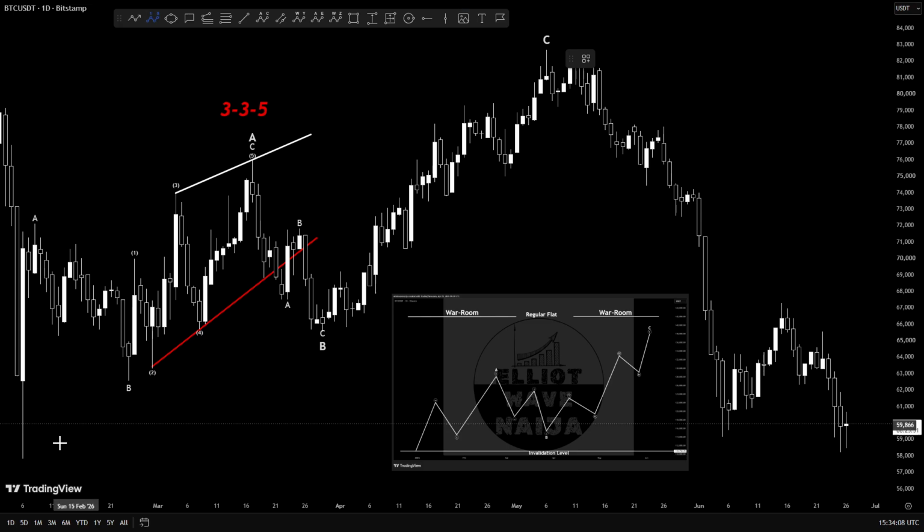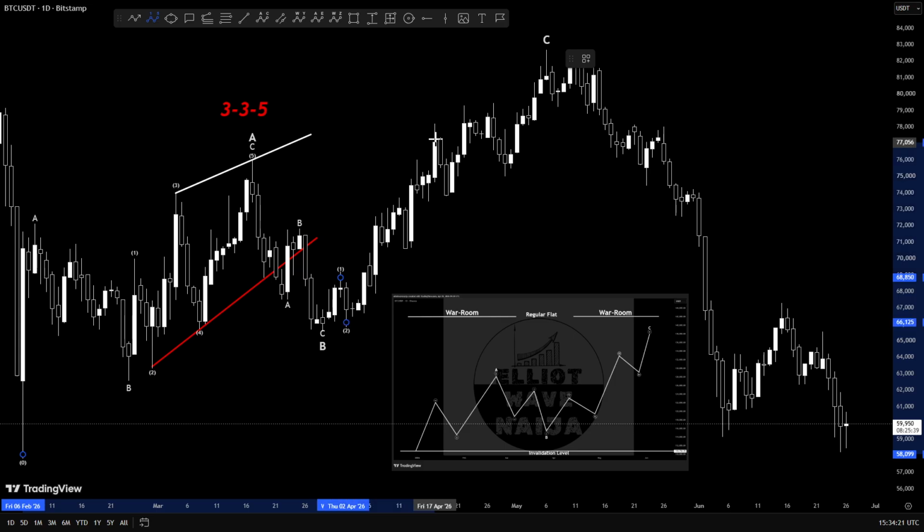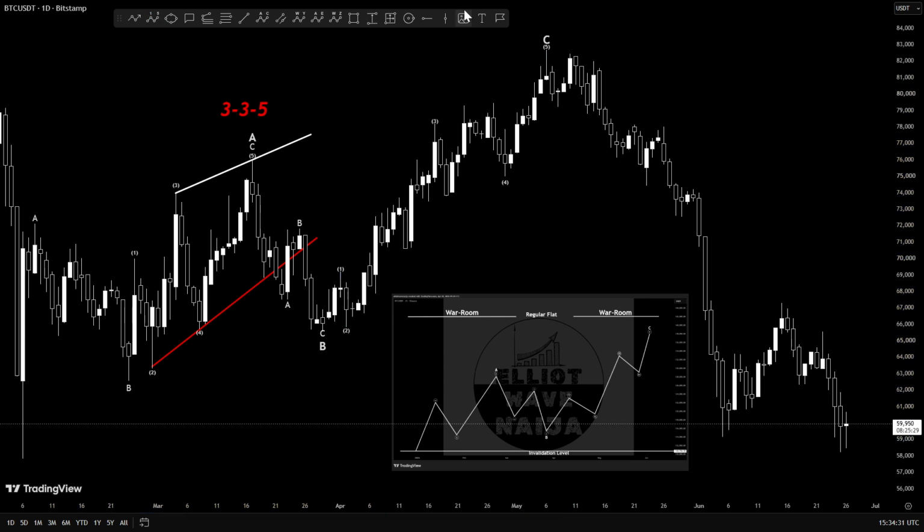This move, we caught it at Hello Ninja, and we also gave it on all of our social media accounts, on our YouTube and all that. We have wave 1, wave 2, then this is wave 3. Wave 4, corrective structure. Then we have wave 5. I should note this is the Bitcoin chart, daily time frame.